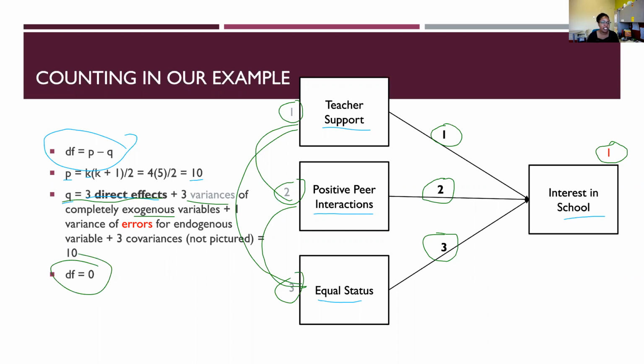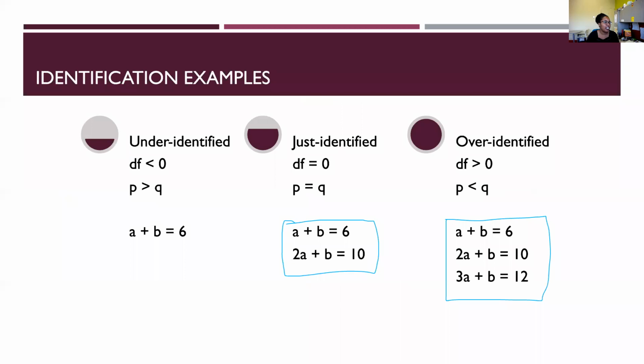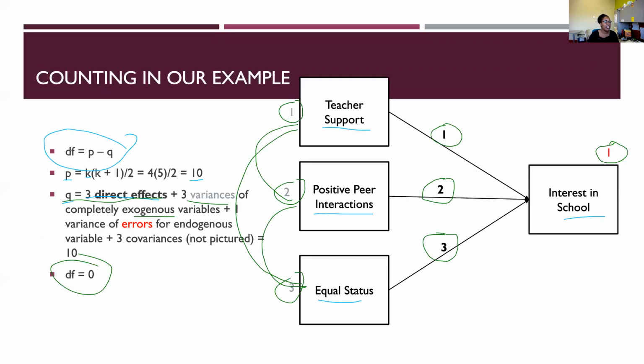So this model is, let me go back to you. Is it under-identified, just identified, or over-identified? It's just identified because the degrees of freedom are 0. And so here's something that you can write down as a truism. All regression models are just identified. Okay? So anytime you see a model like this, it's going to be just identified, degrees of freedom equals 0.